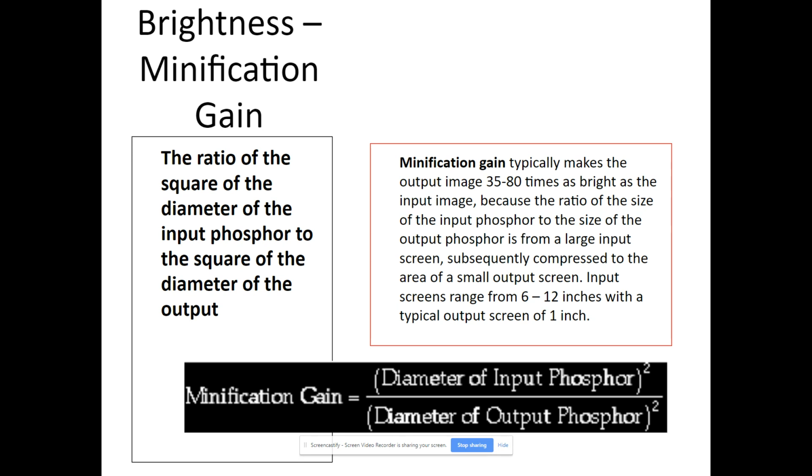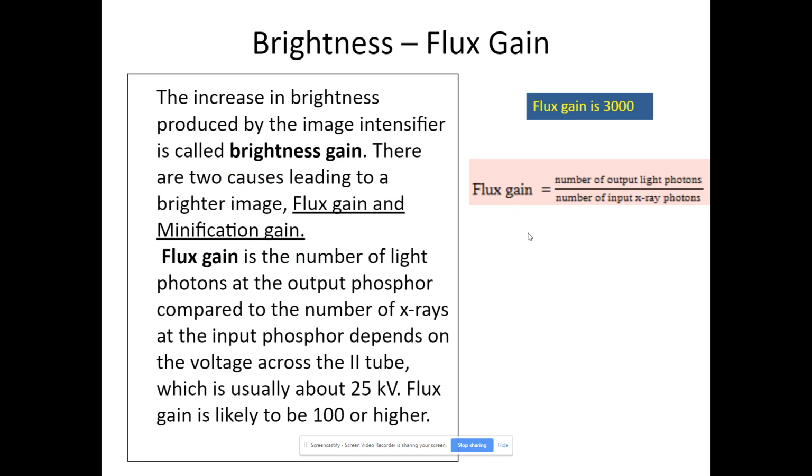Well, that's wrong, isn't it? So we'll tidy that up in a minute. So that's going to give us somewhere between 35 and 80 times the brightness that we started with. You combine that with the flux gain.